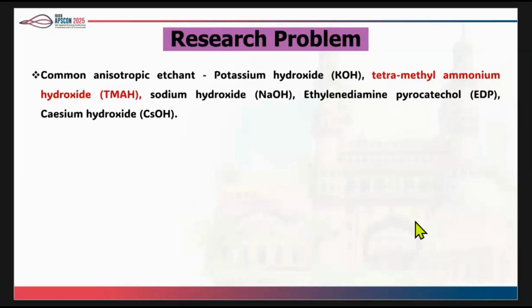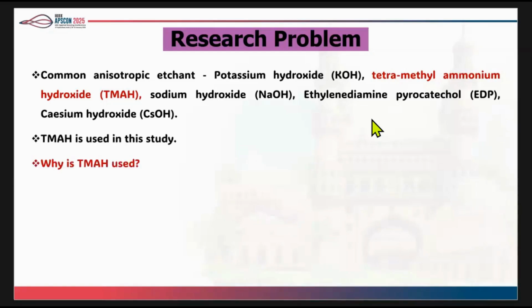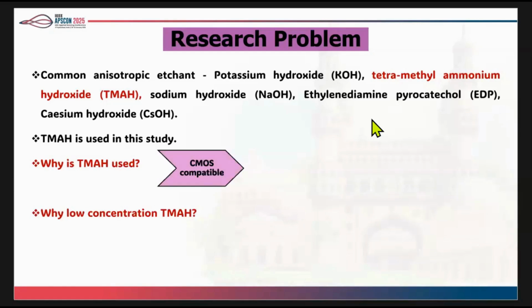What is the gap? Basically, I'm talking about anisotropic etching of silicon. These are the etchants which are used as anisotropic agents. Of all of them, I'm using TMAH, tetramethyl ammonium hydroxide. Why am I using TMAH? That is also one more question. First, it is CMOS compatible. The second is high selectivity between silicon and silicon dioxide.